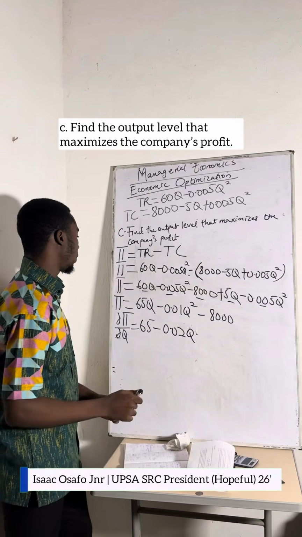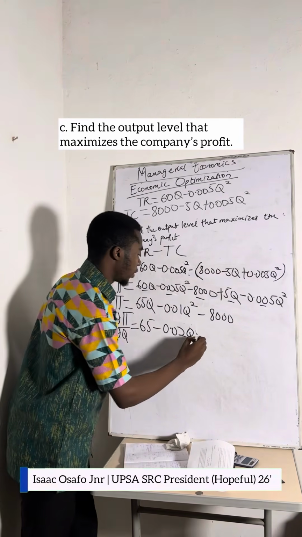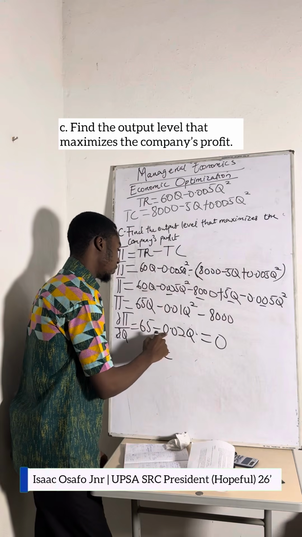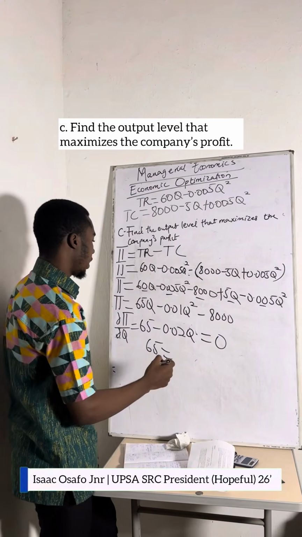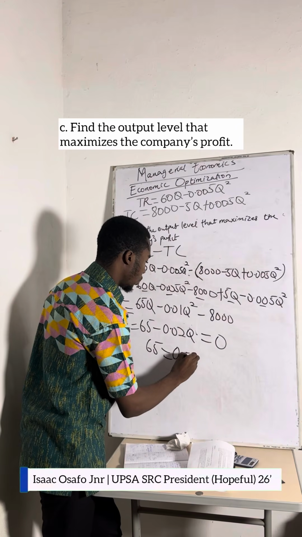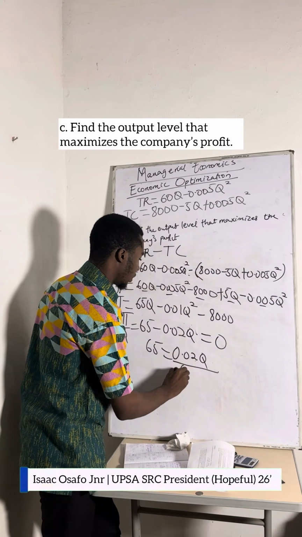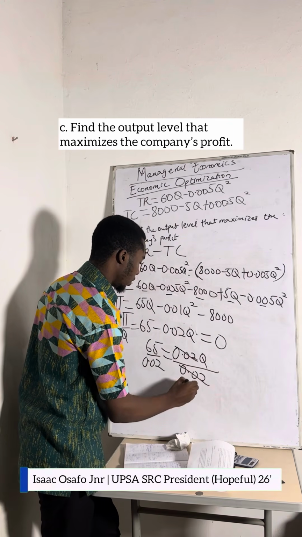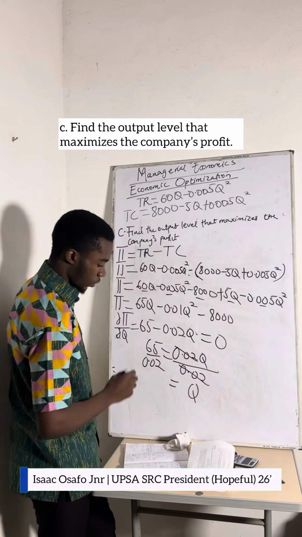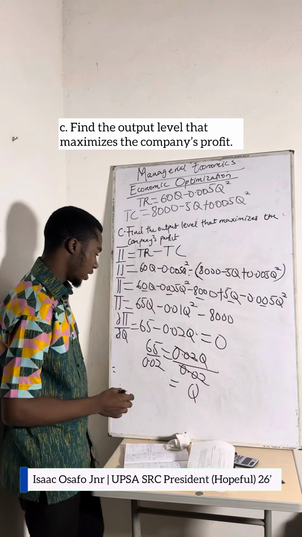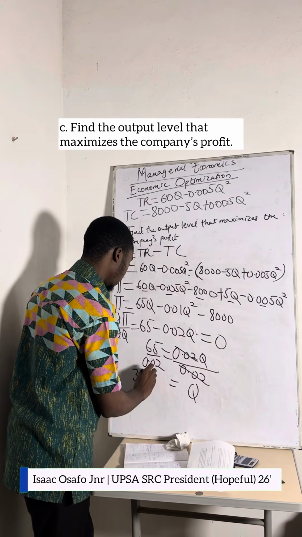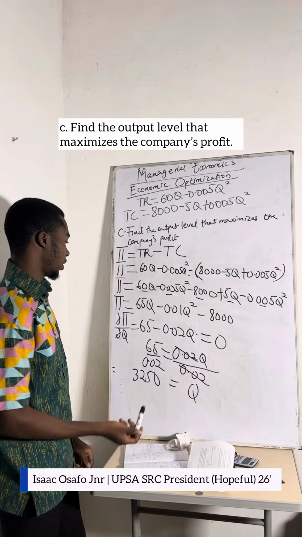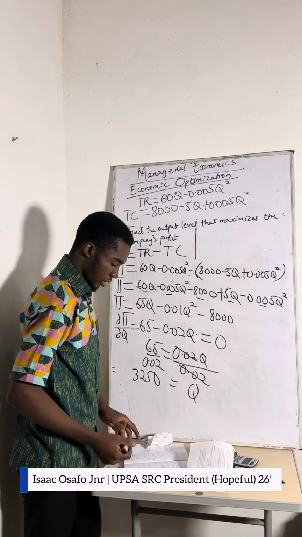So now that we've differentiated the profit function, we are going to equate it to 0, right? So we are going to get 65 is equal to negative 0.02Q. When it crosses the equal to sign, it becomes positive, so it's equal to positive 0.02Q. Then you are going to divide both sides by 0.02, so this will cancel this. So our Q will be equal to 65 over 0.02, and that should give us 3,250 units, right? So this is the quantity, or the output level, that maximizes the company's profits. 3,250 units.